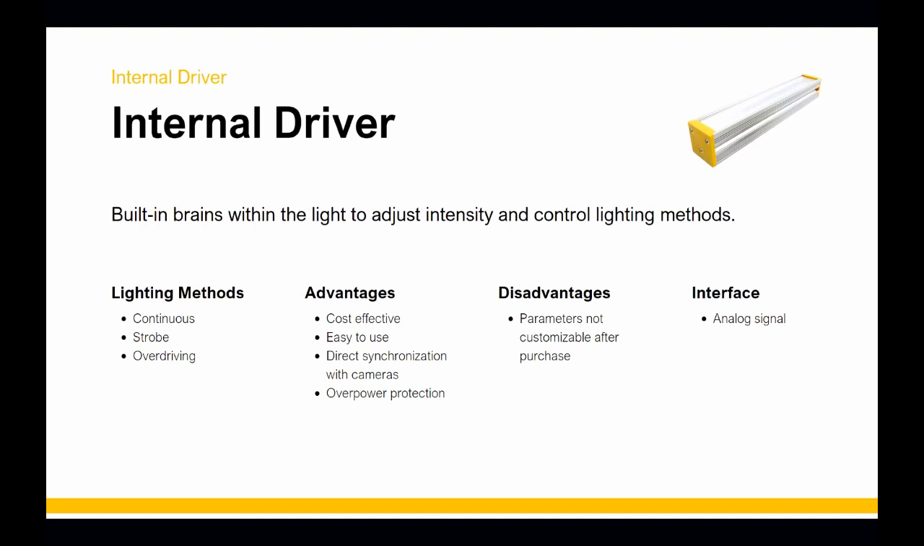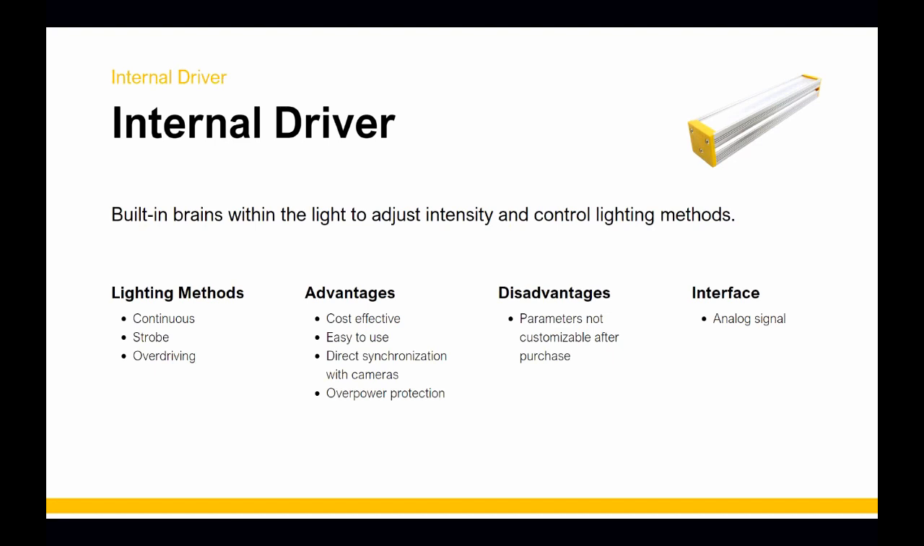So the internal driver, these are the FE-Lux lights. This is where we have the built-in brains, if you will, within the light. So you can adjust your intensity and control your lighting methods all within the light. So with this, you're able to do continuous, strobe, and overdriving. The advantages of having the internal driver, everything built into the light, is always going to be the cost. You're not purchasing your light and another piece of equipment. It just all comes together.